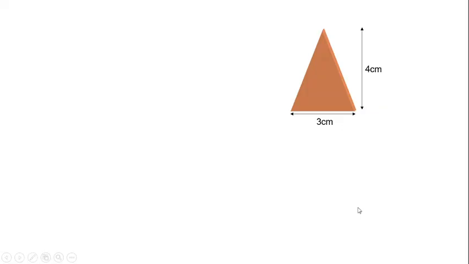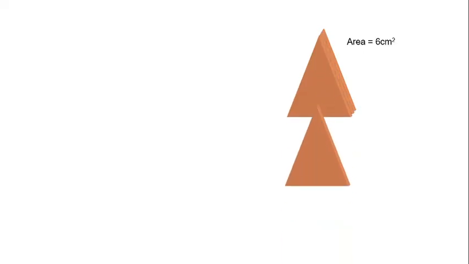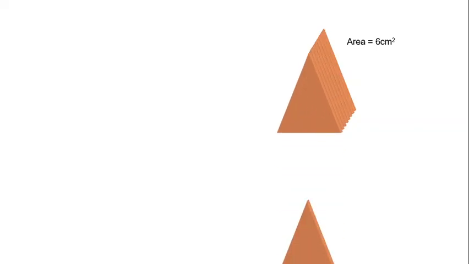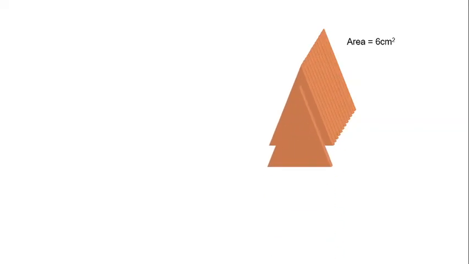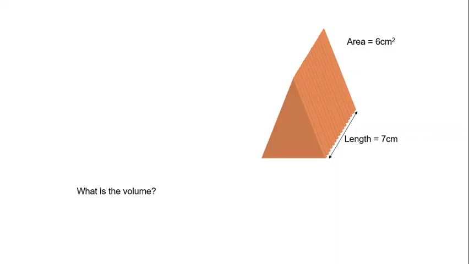I have a triangle. So let's find the area of this triangle. We know that's 3 times 4, and we multiply by half, or 3 times 4 divided by 2. That gives me 6 centimeters squared. Now if I take that triangle and turn it into a prism with a length of 7 centimeters, I now have 7 centimeters worth of this area of 6. So what is the volume? The volume is 6 times 7, so 42 centimeters cubed.